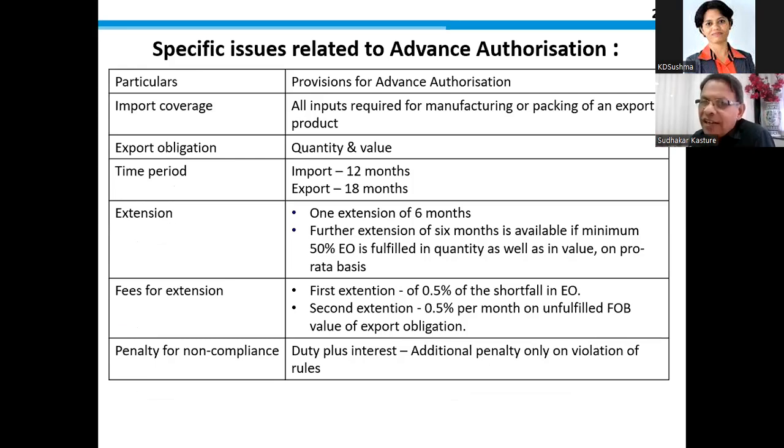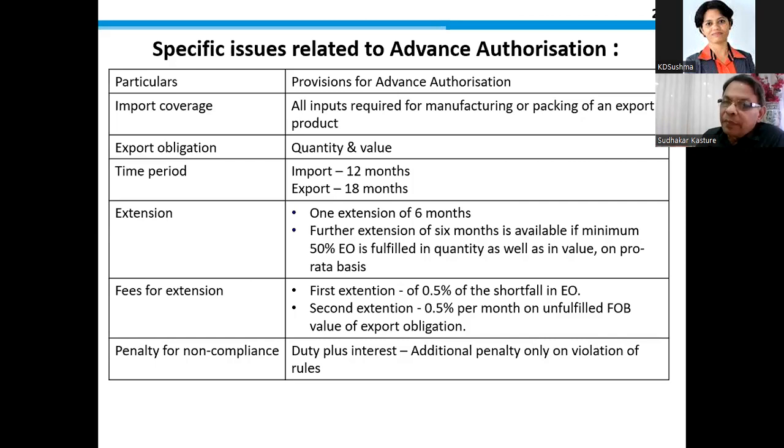Now, what are the basic coverages in the old scheme? First, let us look at that, then we'll look at what are the changes in the new scheme. Provisions for advance authorization import coverage: all inputs required for manufacture or packing of a product. I already told you. Export obligation is governed by quantity and value. What is meant by quantity and value? I cannot import more material than what is consumed for the exact quantity exported.